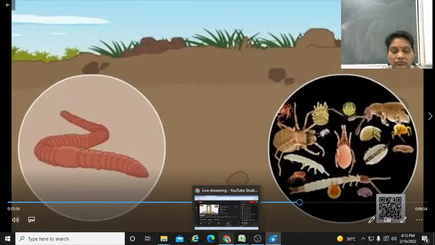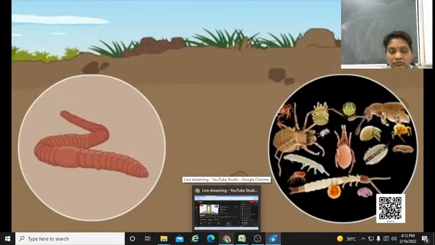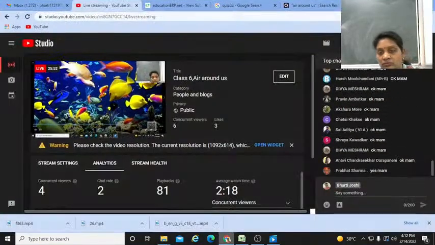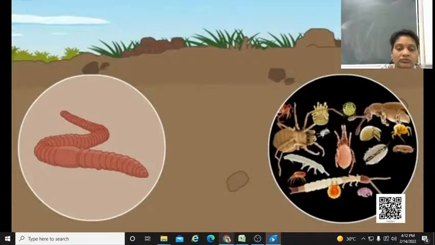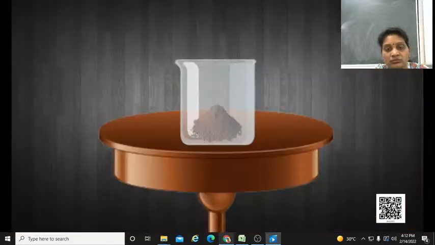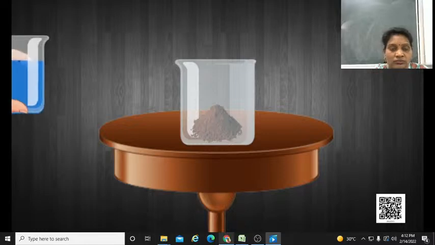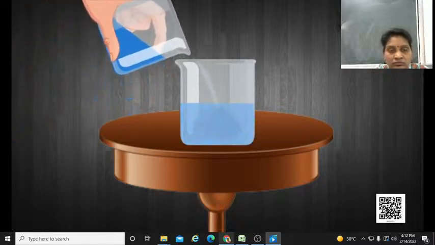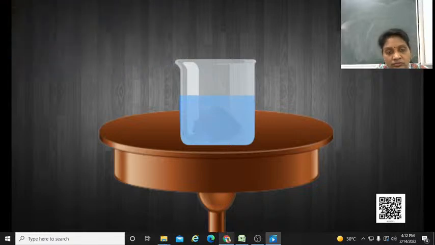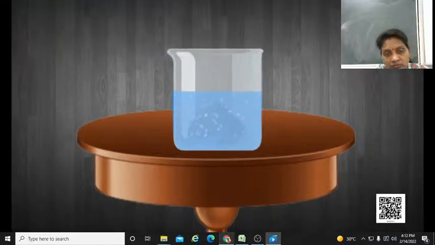Now we will talk about the animals which live deep into the soil. They also need oxygen for breathing. How do they get the air they need for breathing? Let us perform another activity to understand this. Take a lump of dry soil in a beaker. Add water to it and note what happens.